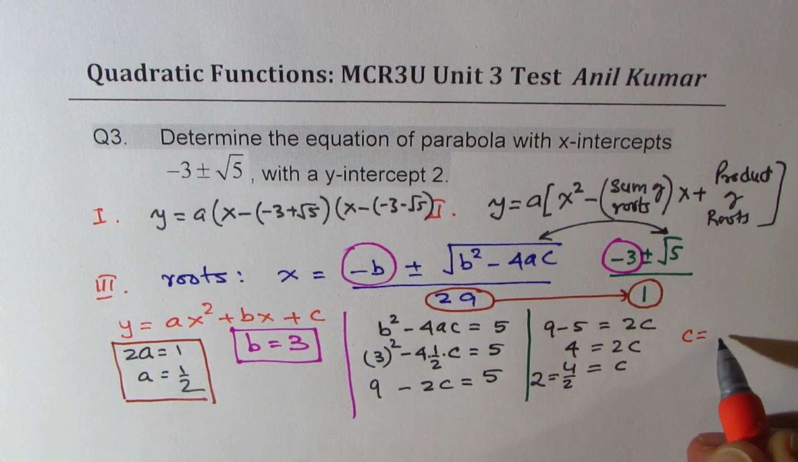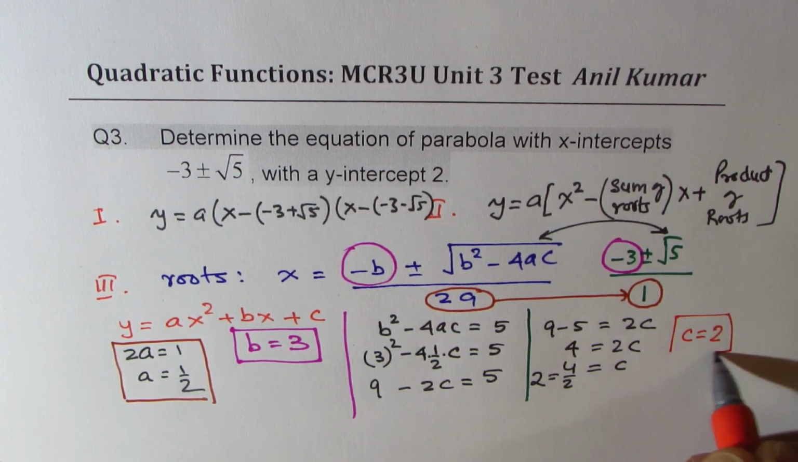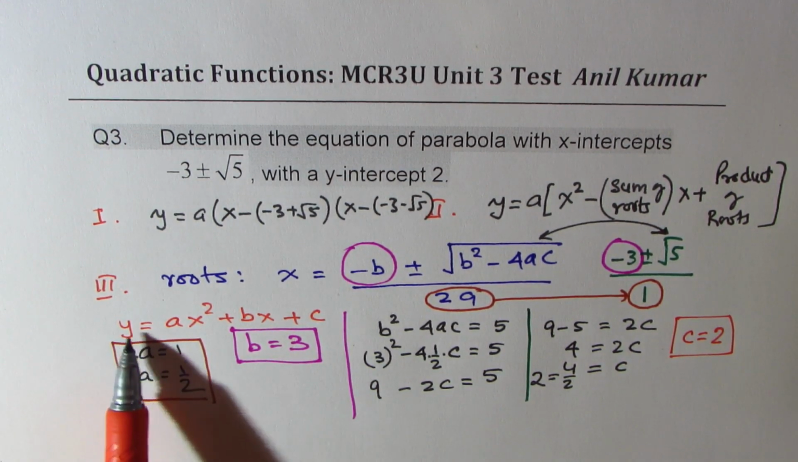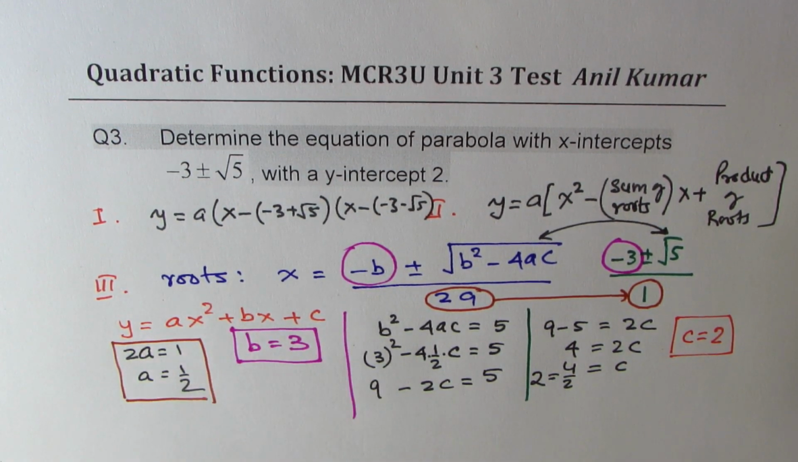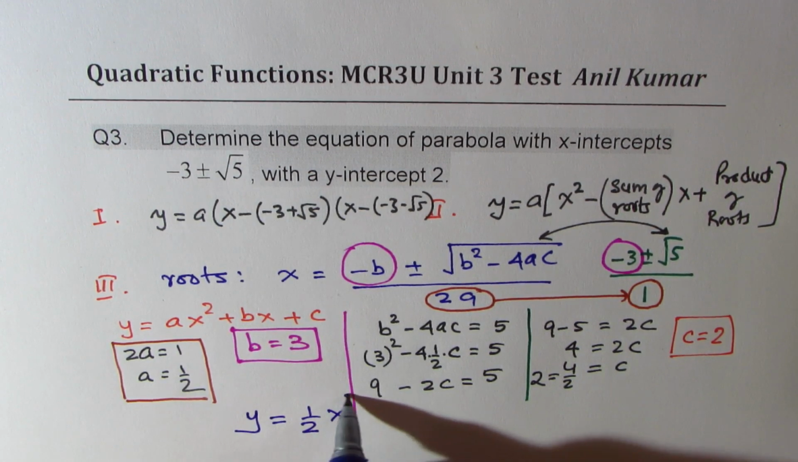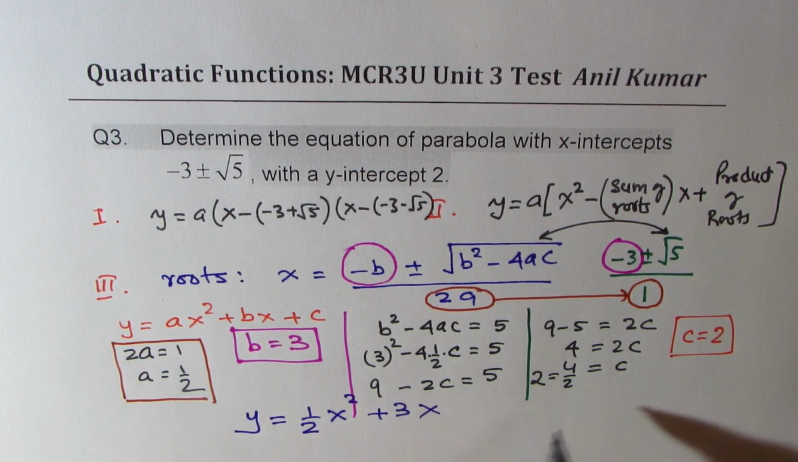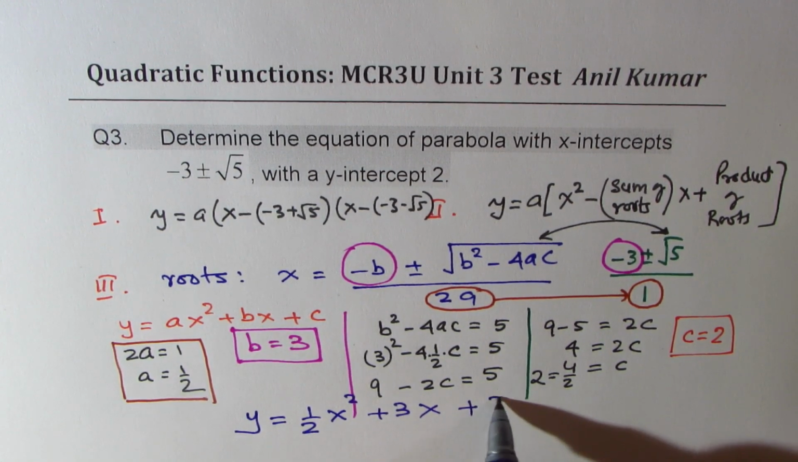We know c is equal to 2. So we know our a, b and c. So we know the equation y equals ax square plus bx plus c. Substitute these values, write down your answer. So the answer for the given root is y equals half x square, and b is 3, so we get plus 3x, and c is 2, plus 2.